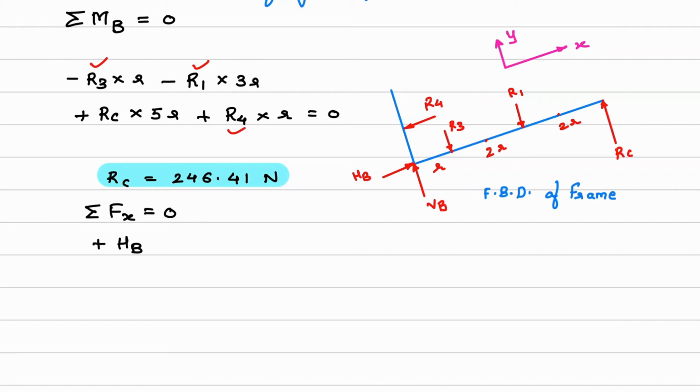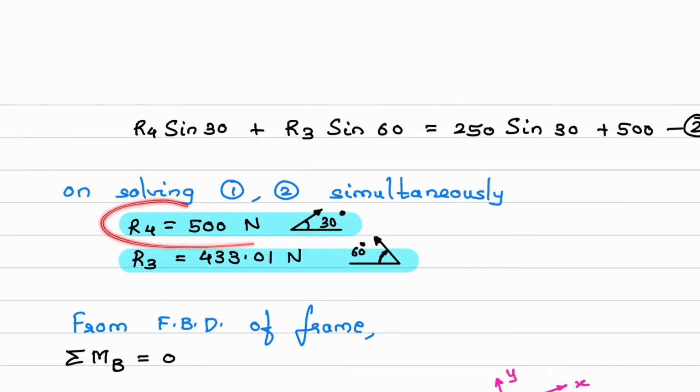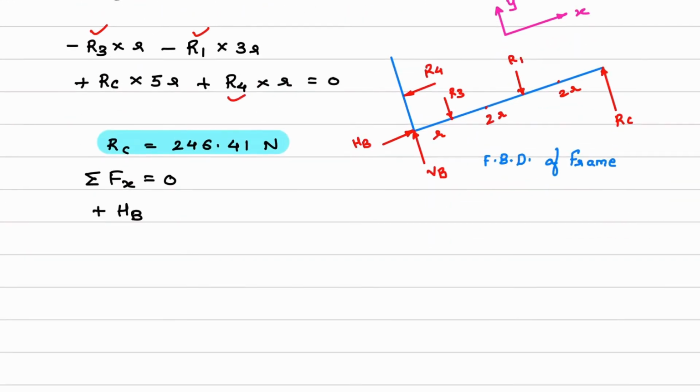Then next force is this R4. What is the value of R4? R4 is 500. So R4 is towards left, so minus 500. And all the other remaining forces, they are in y direction. So this much will be the equation and equal to 0. So from here we can calculate HB, which is equal to 500 Newton.